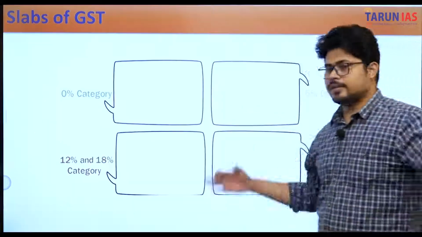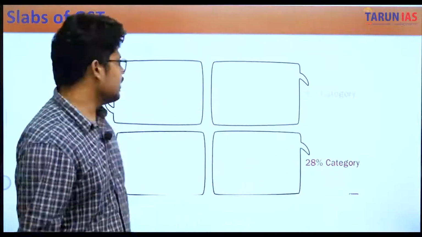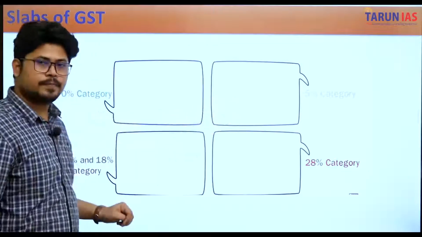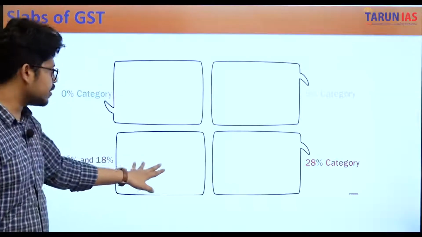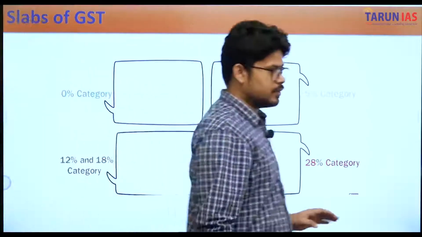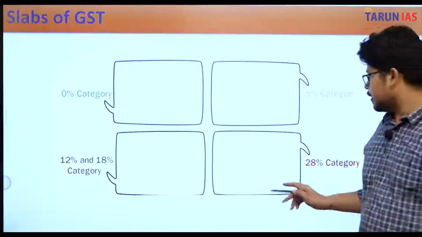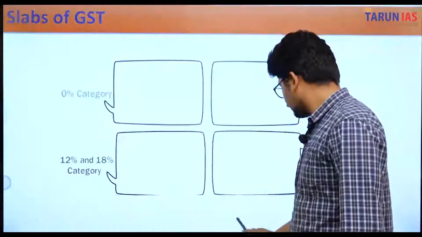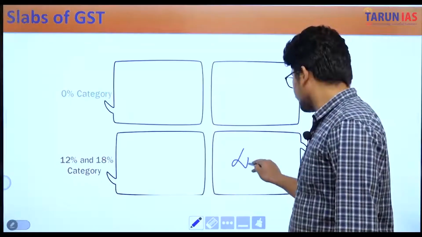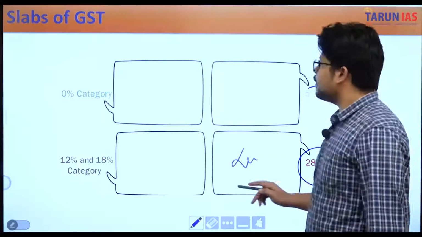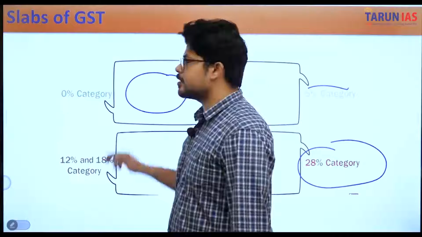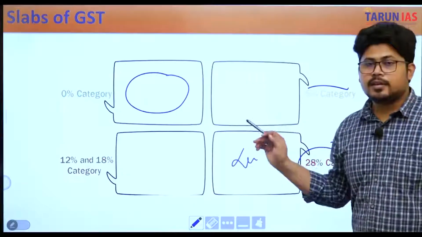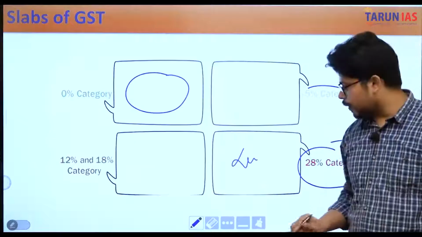There are basically 4 slabs. The first one is the 0% category, meaning untaxed. The next one is 5%. The third one is 12 and 18%, and the fourth one is 28%. Certain goods like luxury goods are taxed at higher rates, and some important items like certain medicines are taxed at 0%. So a certain stability in the taxation regime has been provided.